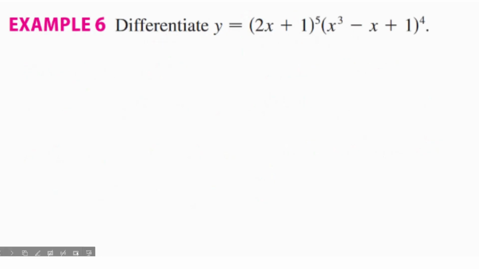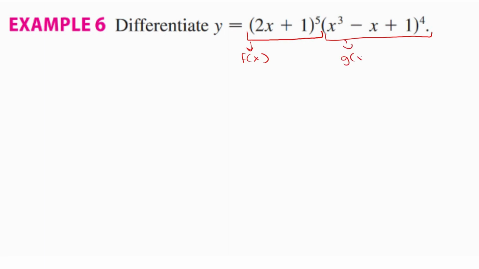Let's have a look at this example. We have to differentiate this function, and if you just have a look at this expression, here we have this expression and this expression multiplied, which means that we should use more than one rule. We have to use the product rule and also the chain rule and the power rule of differentiation. So to start, we have to find the derivative of each of these expressions. Let's call this f of x, and let's call this g of x.